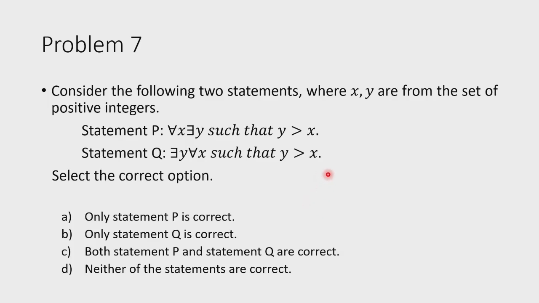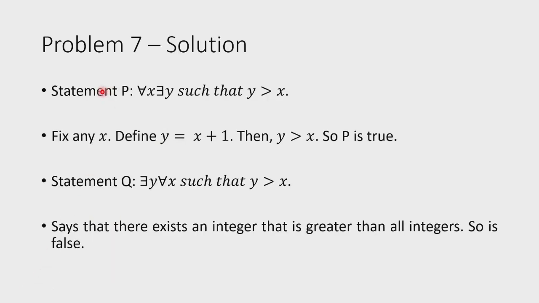Only P is correct. Yeah, that's the answer. Yes, only P is correct. So let's see why that's the case. Statement P is: for all x there exists y so that y is greater than x. So this statement is saying the following: for every integer x there exists an integer which is greater than it, right? So is this fine?